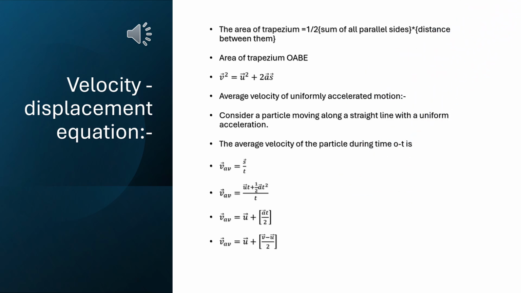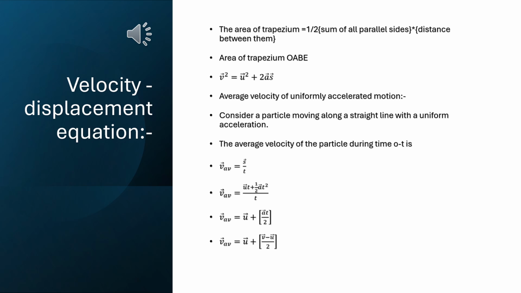Velocity displacement equation. From the above figure, the area of trapezium equals 1/2 the sum of parallel sides multiplied by the distance between them. Area of trapezium OABE. Final velocity square equals initial velocity square plus 2 multiplied by acceleration multiplied by displacement.